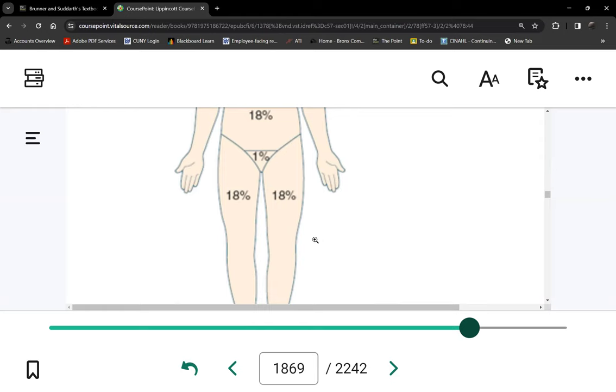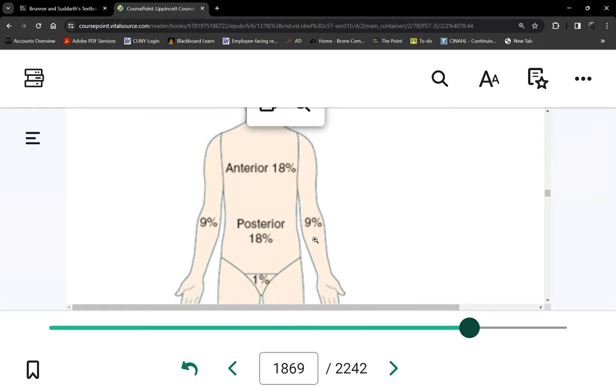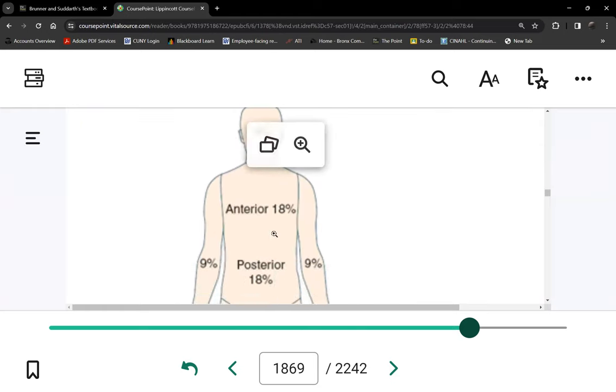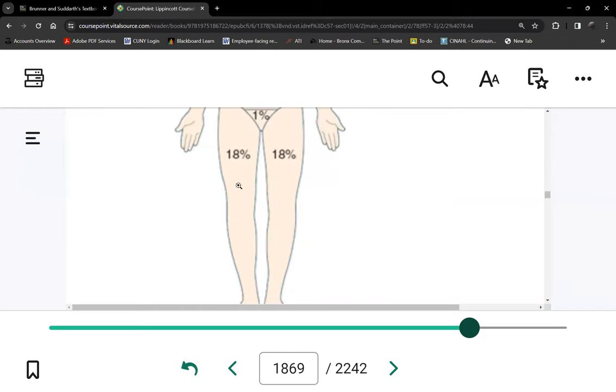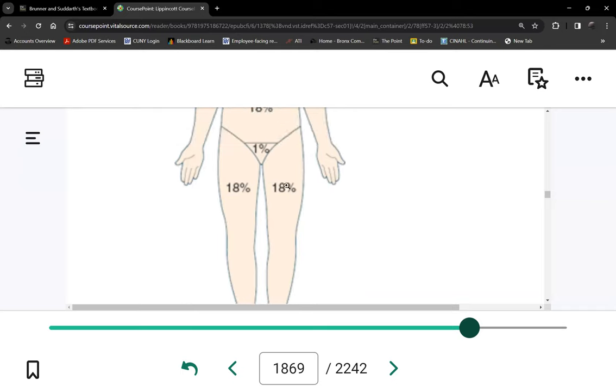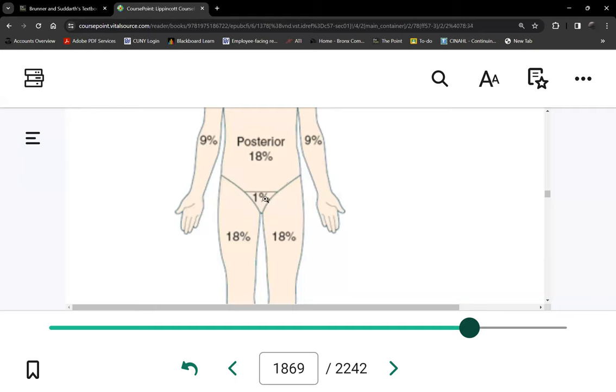So if you count that, how many nines is that? 1, 2, 3, 4, 5, 6, 7, 8, 9, 10, 11. That's 11 nines, right? So to complete the 100, we have the perineum. That could be the genitals, the rectum. That entire perineal area is 1%. Any questions?